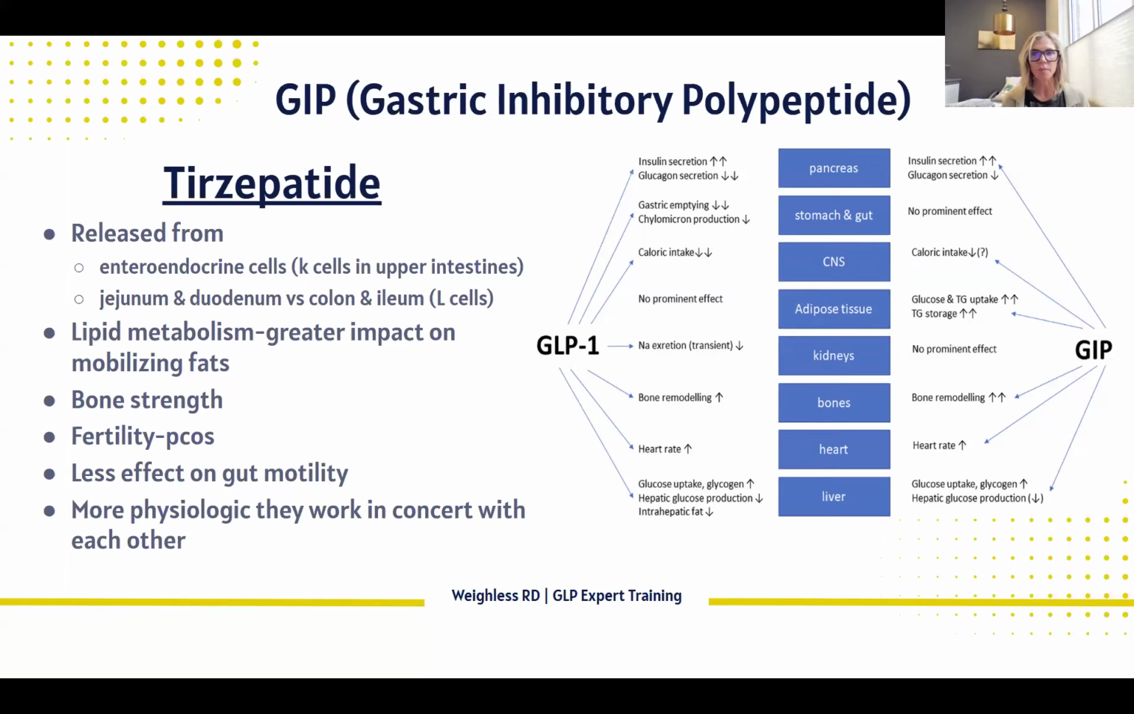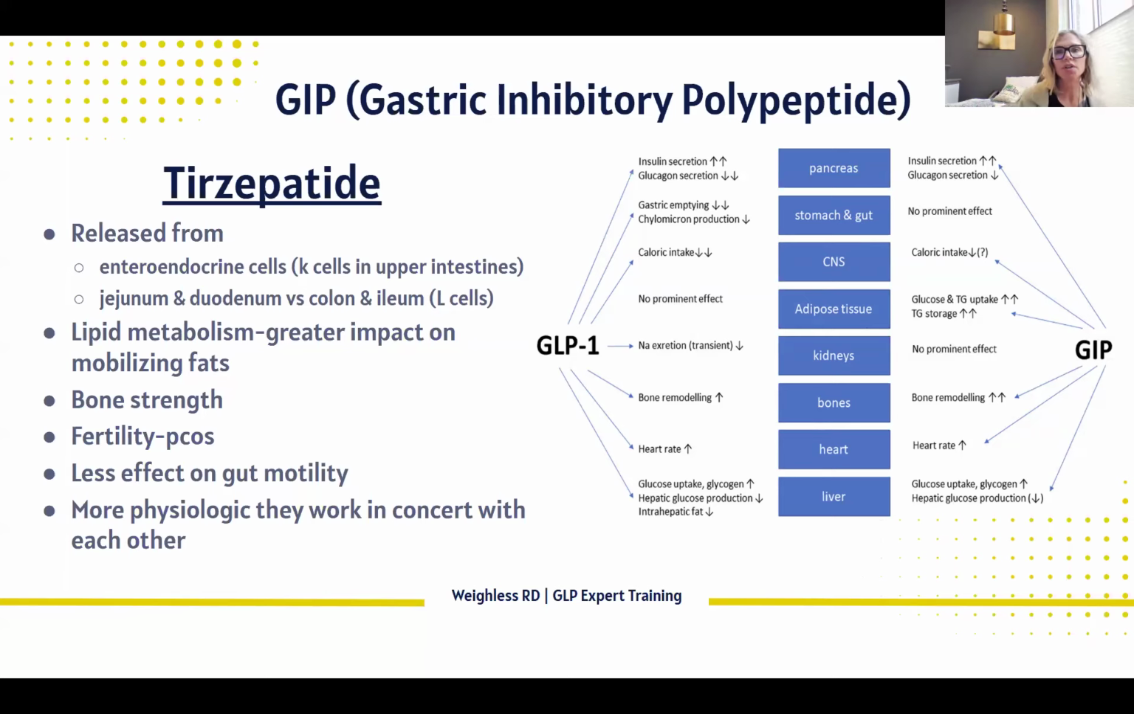When GLP is signaled in the body, it happens when it's supposed to happen, when we consume food. The GLP-1 is not signaled on its own. It always has GIP involved. So tirzepatide, being a dual mechanism, is more physiologic. That's something to keep in mind, and we'll talk a little bit more about that.